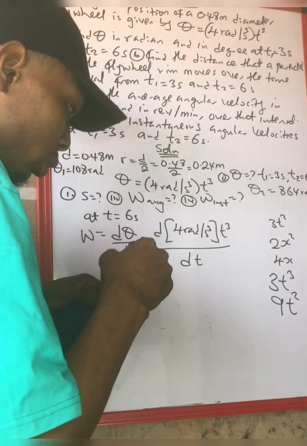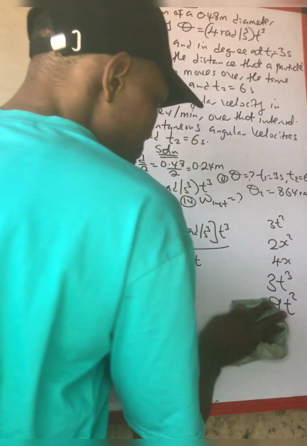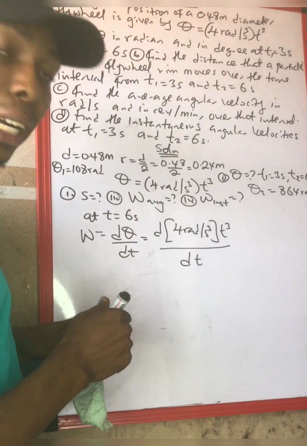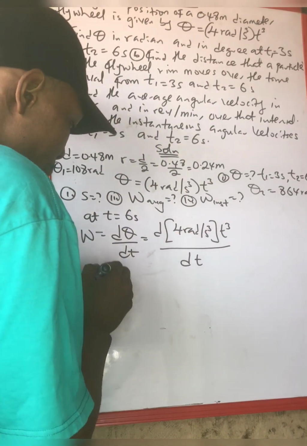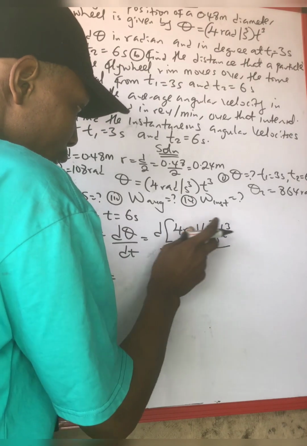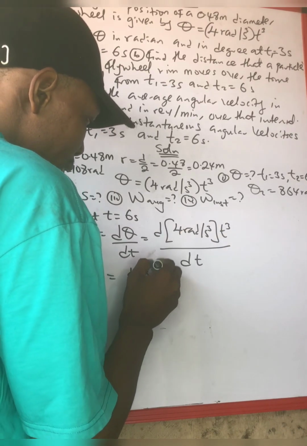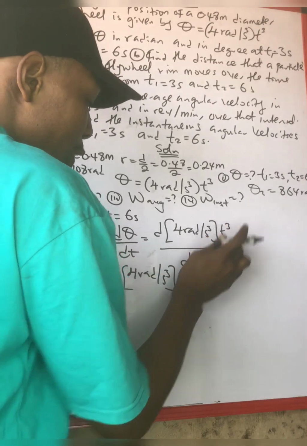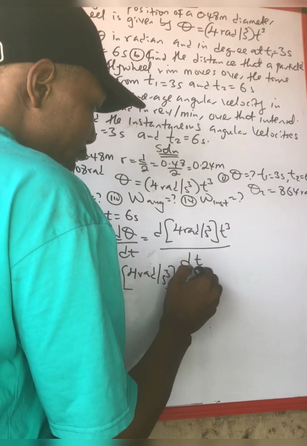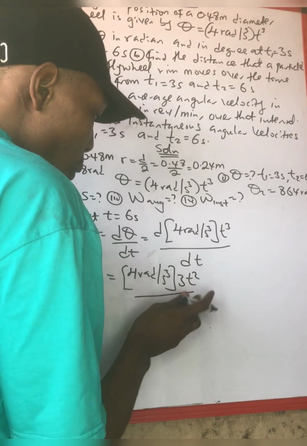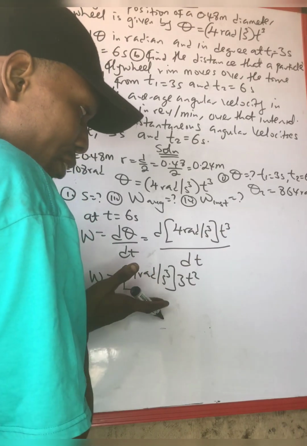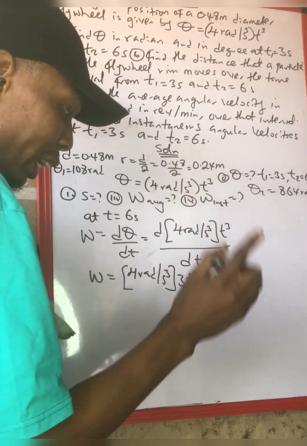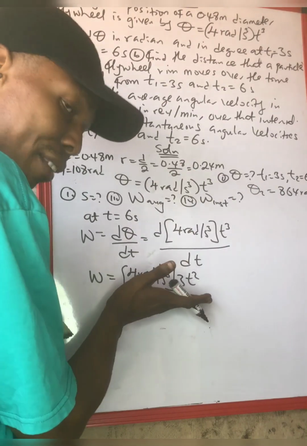Whenever you differentiate a variable, you have 1. So our w is going to give us the differentiation. We have 4 rad per second cube. Then if you differentiate t cube, you are going to have 3t squared, then all over 1. Whenever you are dividing everything by 1, you still have that same thing. Whenever you differentiate t, you have 1, and everything divided by 1 gives that same value.